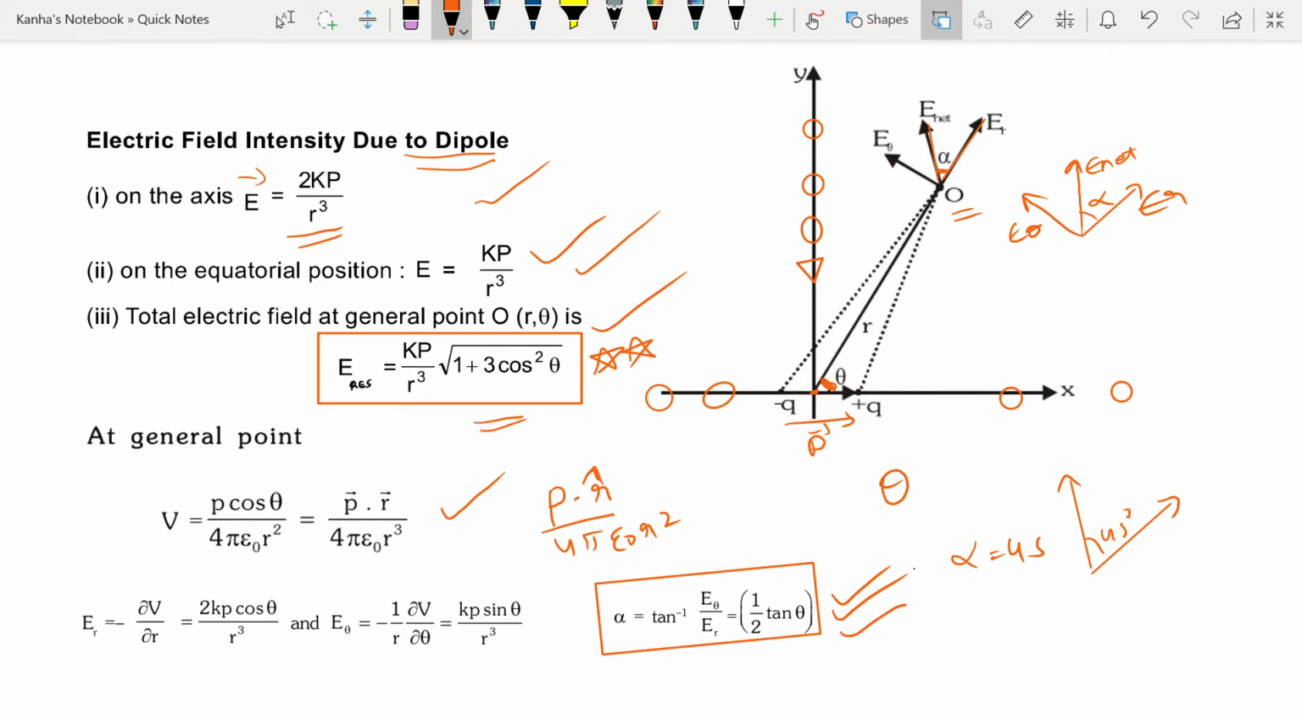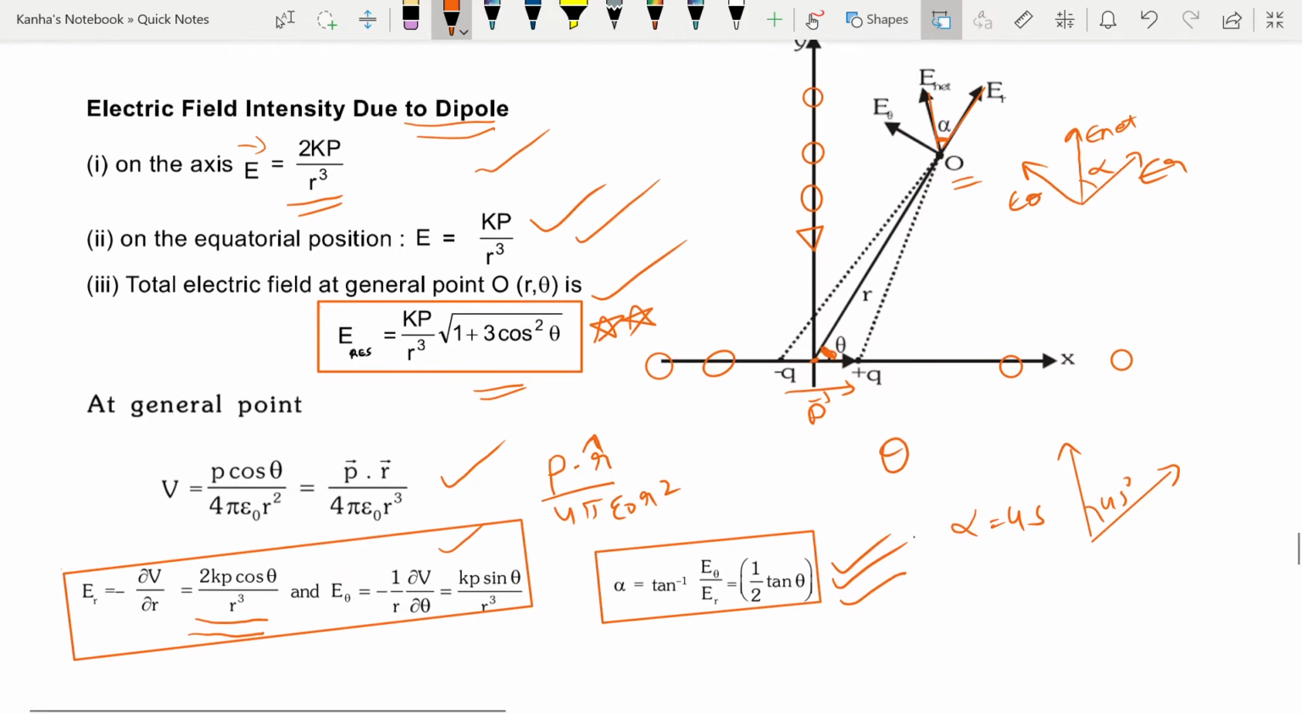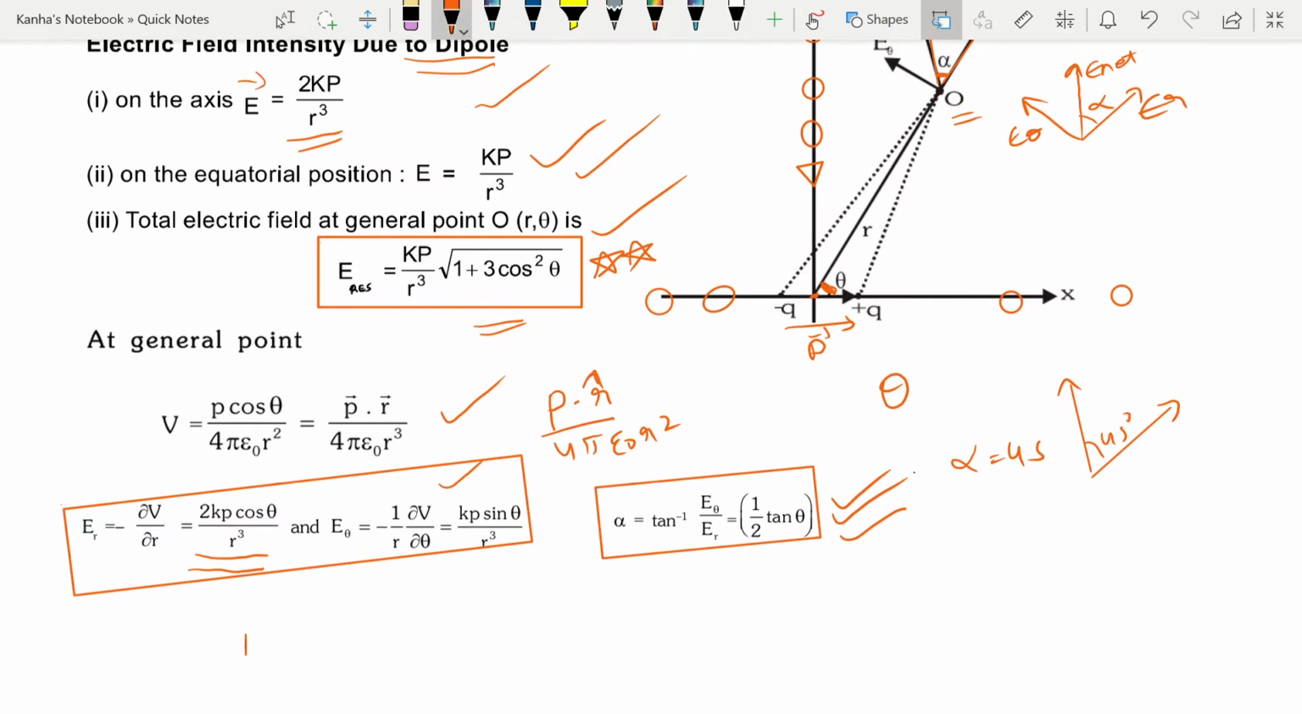Things you should remember from here are that you can easily find the two electrical fields in the radial and the theta direction, and they are given by E r is equal to minus del V by del r, which gives me 2kp cos theta by r cube, and E theta is equal to minus 1 by r del V by del theta. Note these are the general forms in polar coordinates. You should keep them in mind.